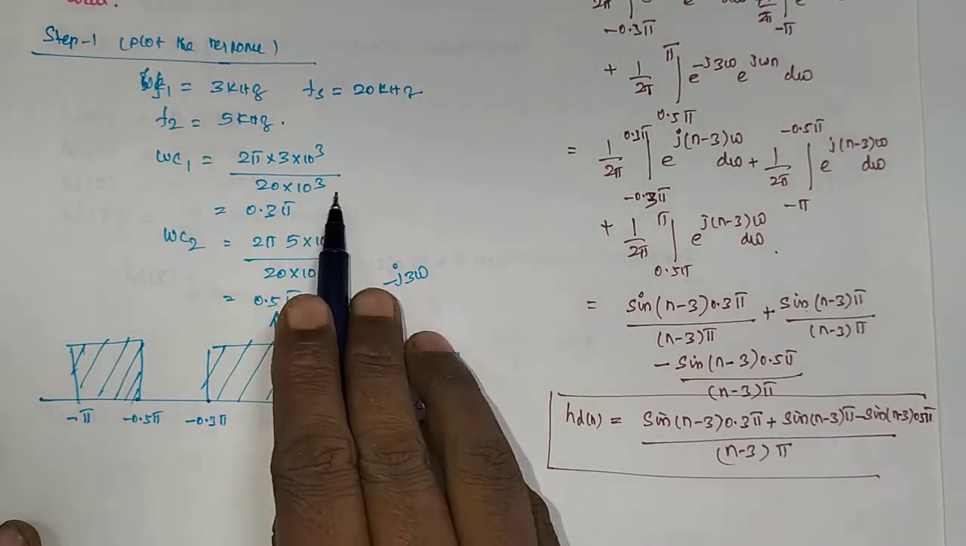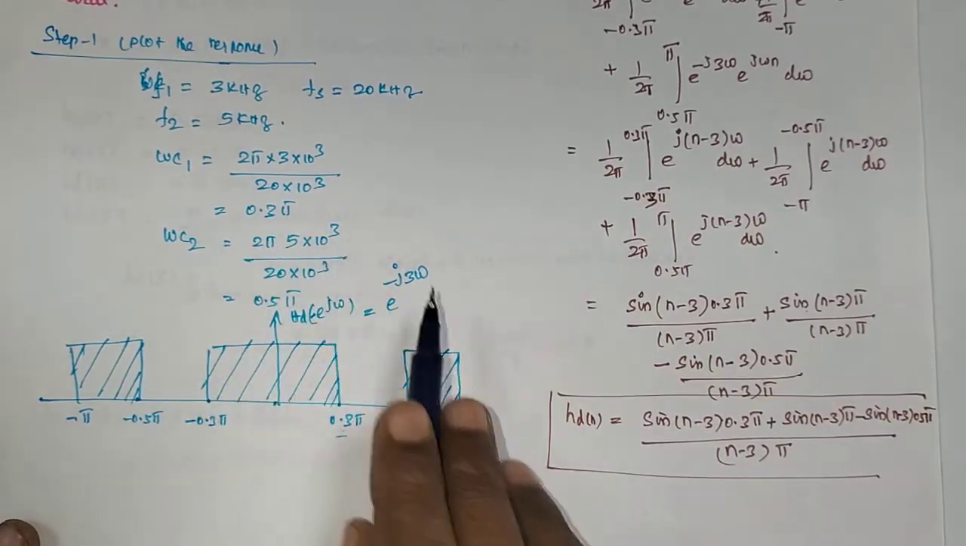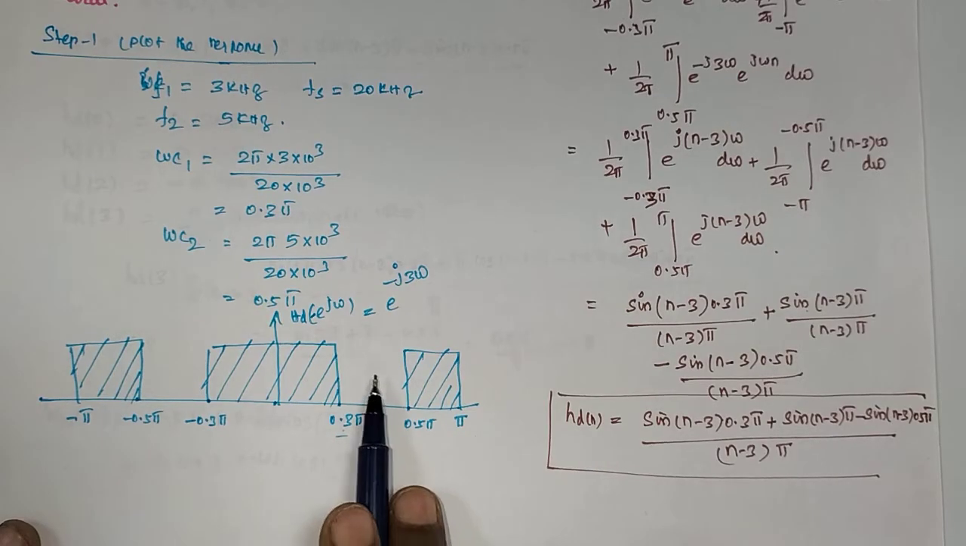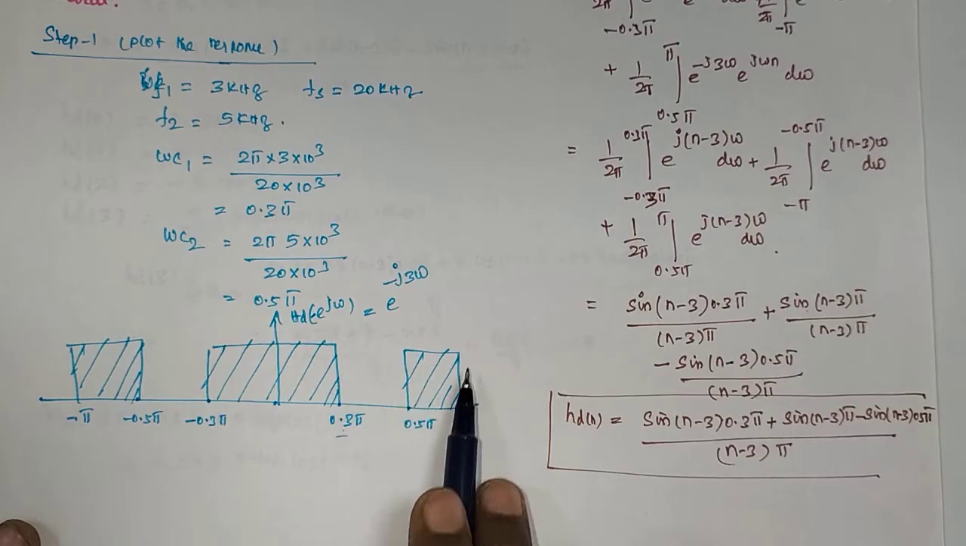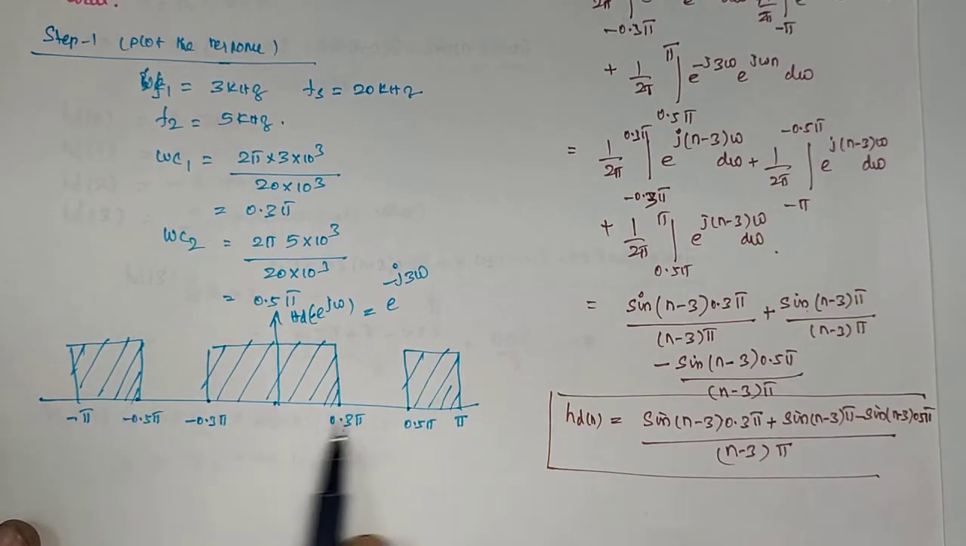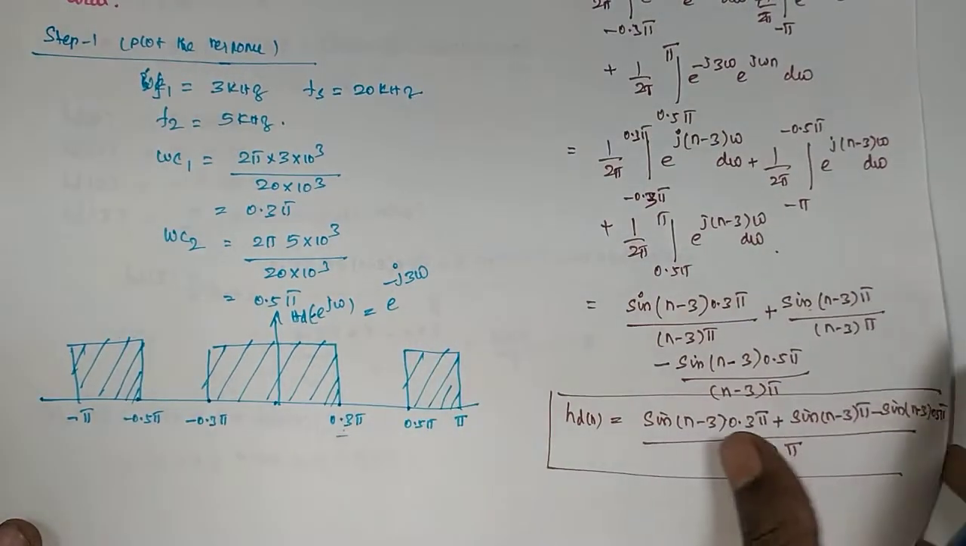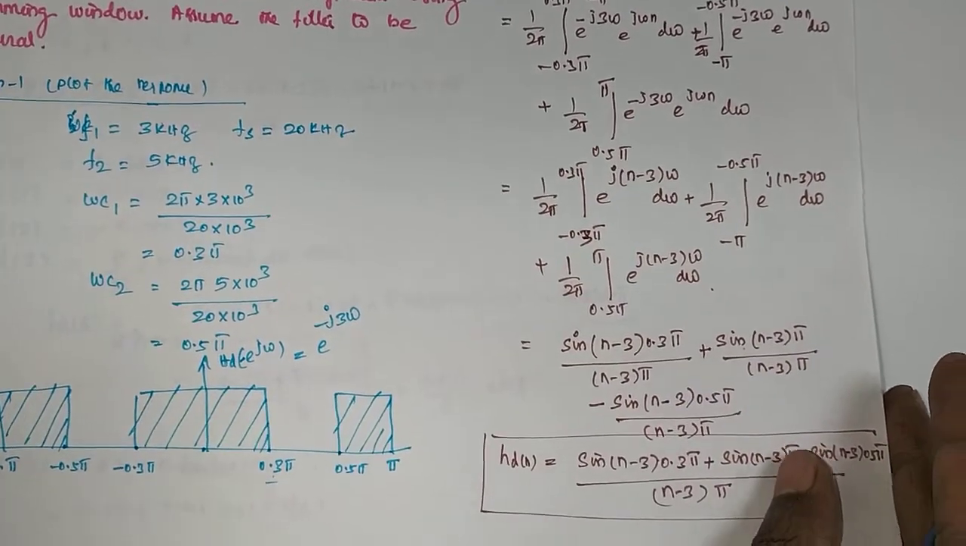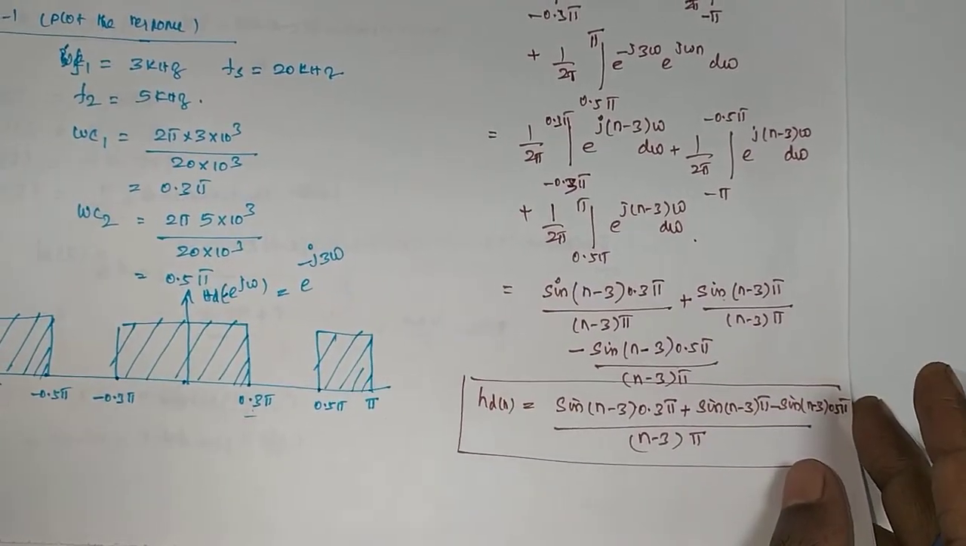For the lower cutoff frequency it is 0.3 pi and the upper cutoff frequency is 0.5 pi. So that is the band stop or band reject filter for 0.3 pi and 0.5 pi. That is, you don't have the signal between 0.3 pi and 0.5 pi. For the remaining frequencies you have the signal. So after taking the inverse Fourier transform, from the graph it is easy to find the actual response.